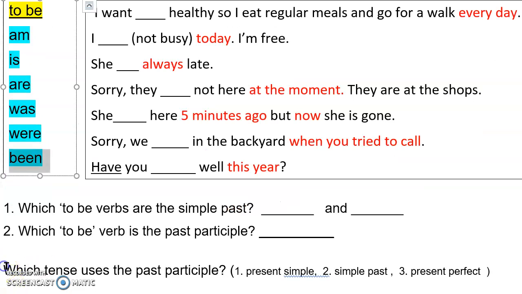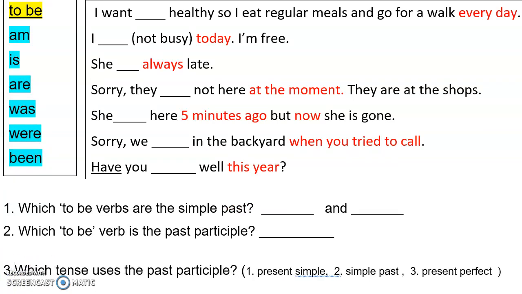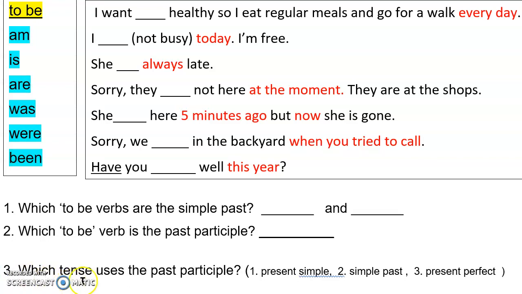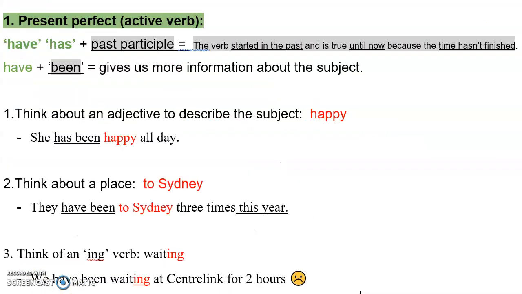And our last question, number 3 here. Which tense uses the past participle? Is it number 1, present simple, or number 2, simple past, or number 3, present perfect? And it is, of course, the present perfect. So present perfect. The present perfect verb uses have or has plus the past participle.